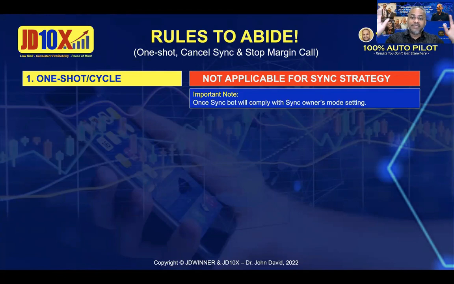But this function can be used if you are doing manual trading, because you are not synced with anyone. Can you understand me? What is the point of sync when you can decide one shot and cycle? Doesn't make sense, right? So please understand. This is the first rule. Now the second rule.